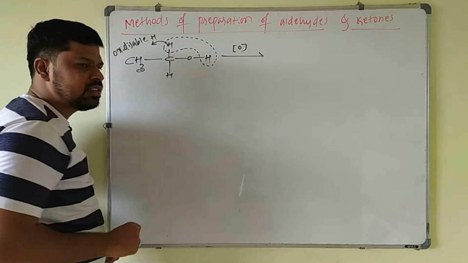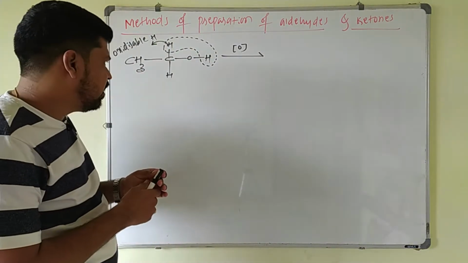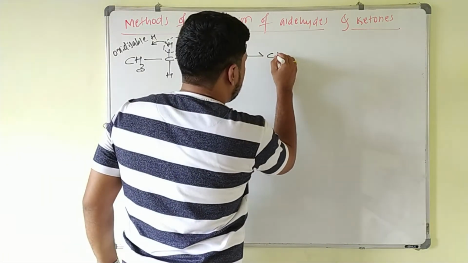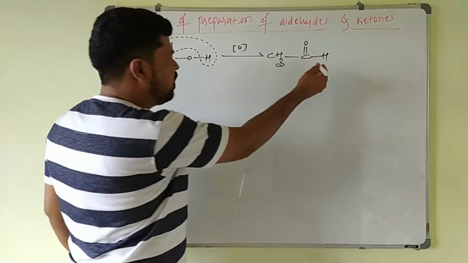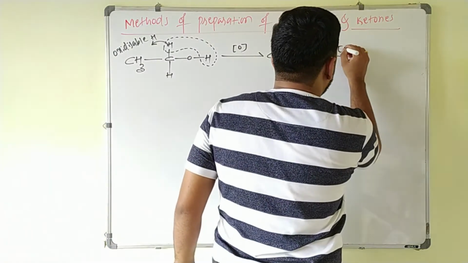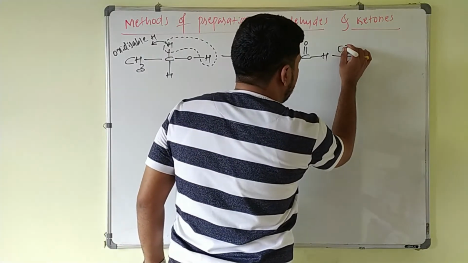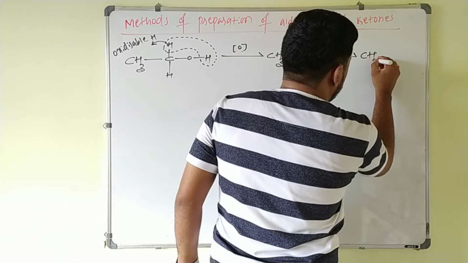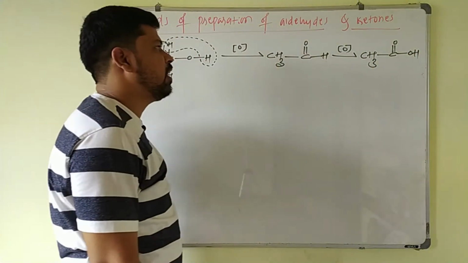So if you remove this hydrogen and this hydrogen, here you are breaking one sigma bond of the carbon atom and one sigma bond of oxygen. So you have to form a double bond between carbon and oxygen. So it becomes CH3, C double bond O and H. This is your aldehyde. These aldehydes upon oxidation will give carboxylic acids. Just you have to introduce one oxygen between the carbon and hydrogen, so that you will get CH3C double bond O, OH. Always keep this in mind.